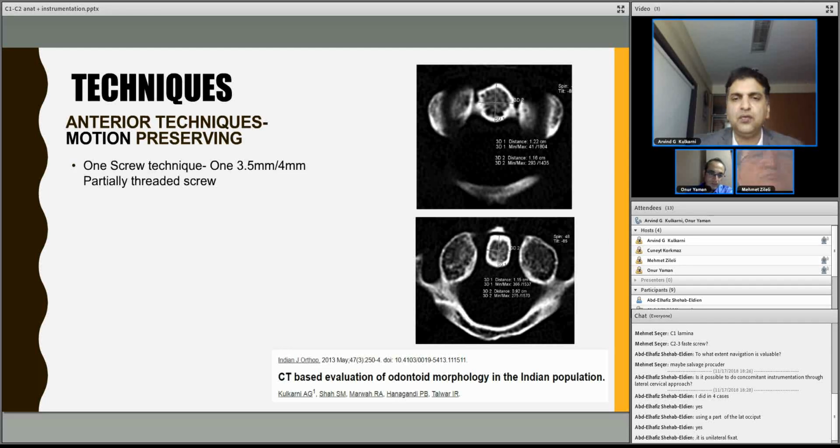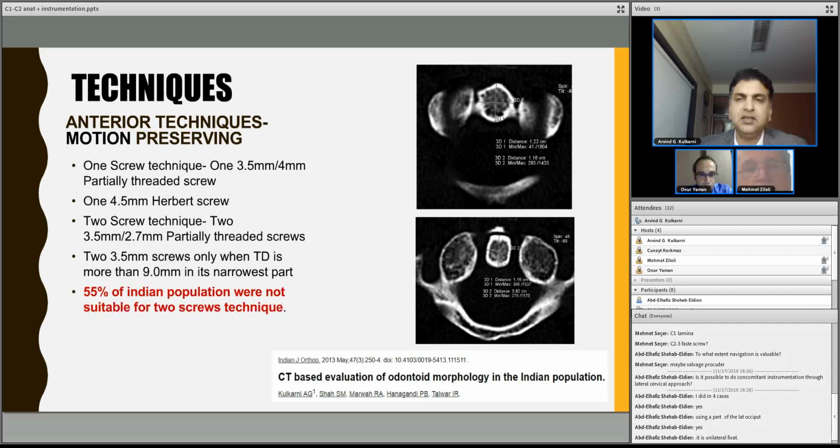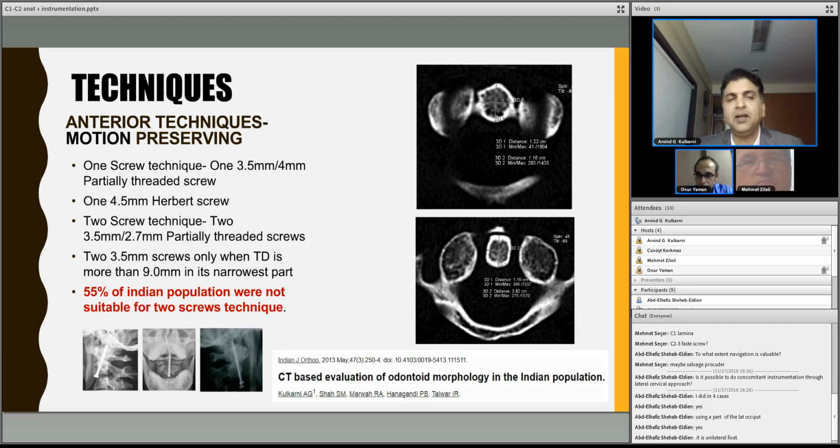The isthmus of the odontoid should be at least 9 mm in diameter to pass two 3.5 mm screws. If it is less, you can pass only one screw. So we did a study, I authored this study, wherein we studied the dimensions of the odontoid of patients of Indian population. And we found that in 55% of these subjects, one cannot pass 2 screws because the waist of the odontoid is very narrow. So in such a situation, most of the times what I do is I pass just a single screw. I would love to hear from you whether you put 2 screws or 1 screw.